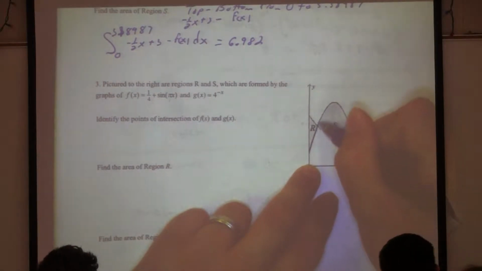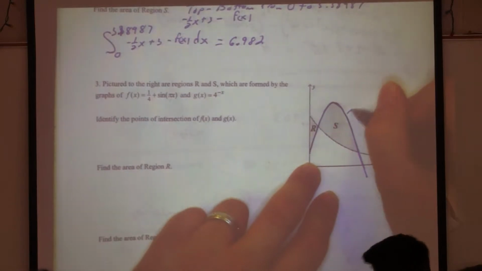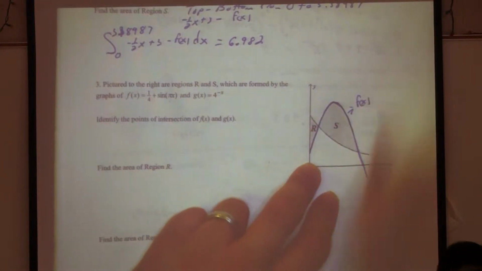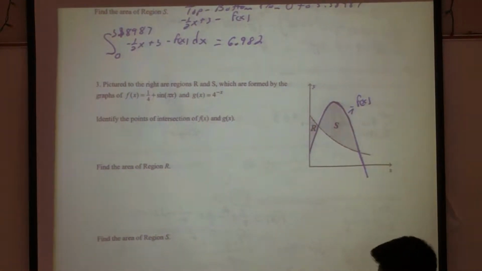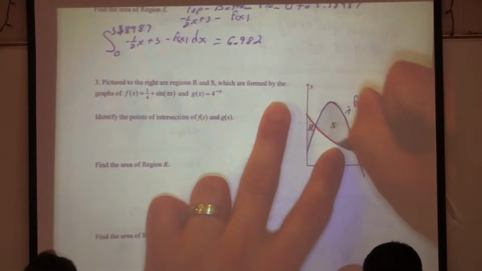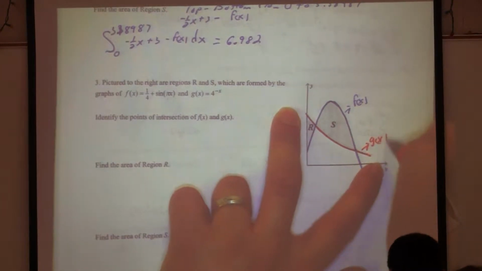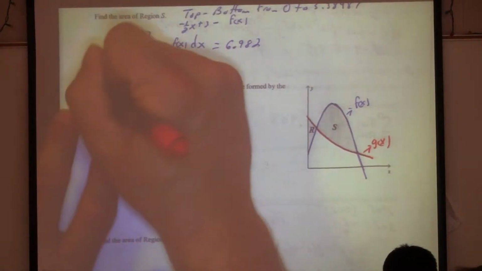So I'm going to go over that one in my blue pen and label it f of x. Then I'm going to go over the other one with my red pen, and I'm going to label that one g of x. Okay, this is another calculator problem.